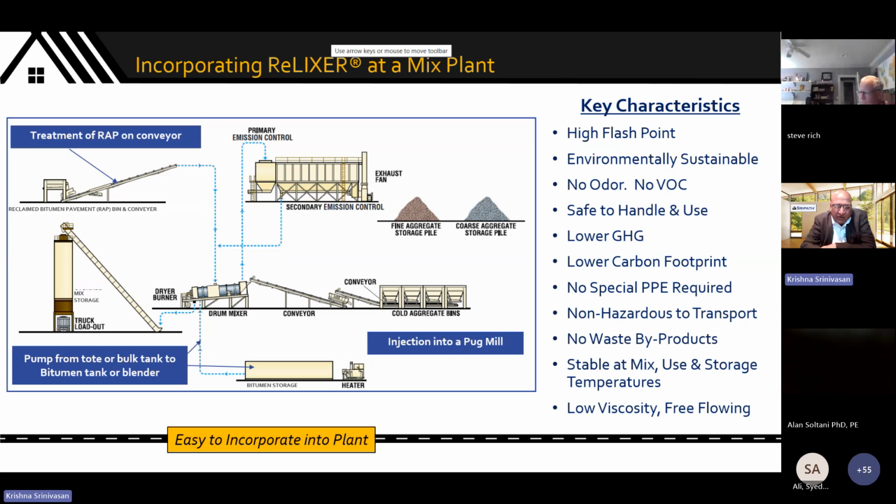So again, it's very simple. All of this equipment is very readily available commercially. You should be able to inject the rejuvenator through a non-return valve into your bitumen feed stream as it is feeding your drum or as it is feeding your pug mill. Indeed, both of those cases. And this is also one of the most prominent ways in which rejuvenators are introduced into plant operations.